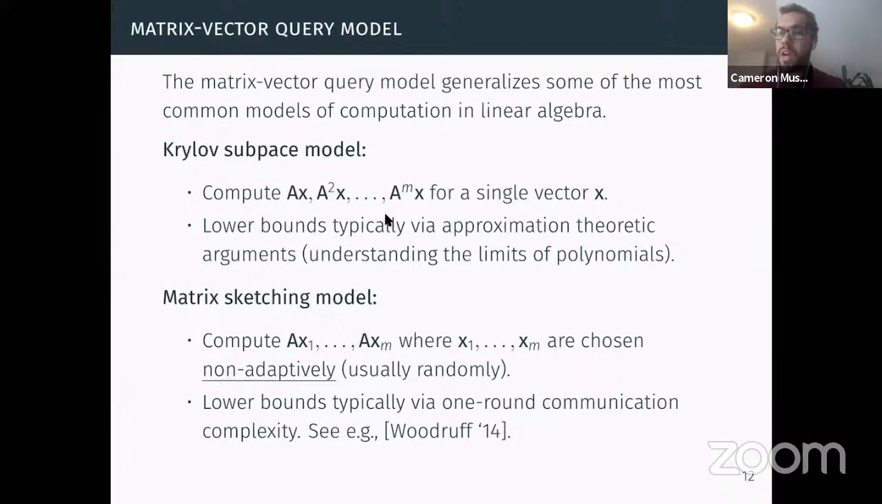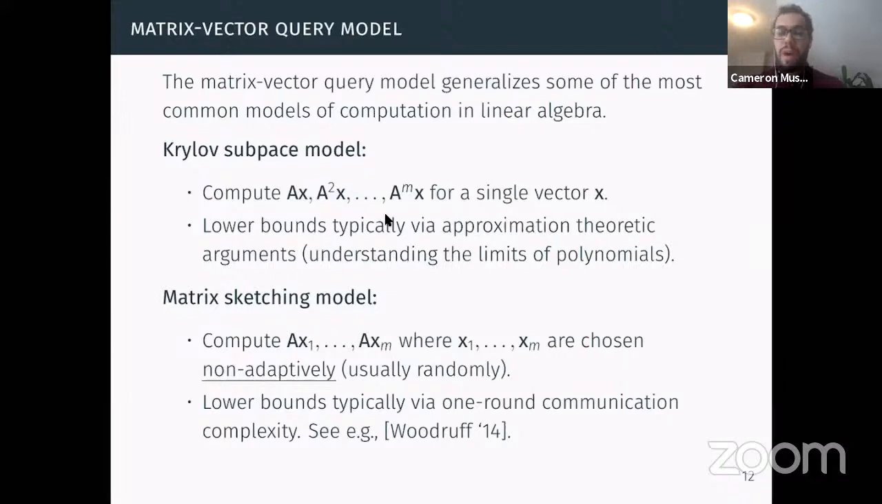And then you usually return an approximation to, say, the solution to a linear system or to an eigenvector, which lies in the span of that Krylov subspace. So you can think of that as some polynomial in your matrix times your vector x. And in the Krylov subspace model, you can often show that things are optimal. For example, the conjugate gradient method for solving linear systems can be shown to be optimal in a sense, by using lower bounds based on approximation theoretic arguments, or based on the fact that your output is a polynomial in A times your input. In the general matrix vector query model, you can't do this because you're not just restricted to a Krylov subspace. So it becomes harder to prove lower bounds or optimality guarantees on algorithms.